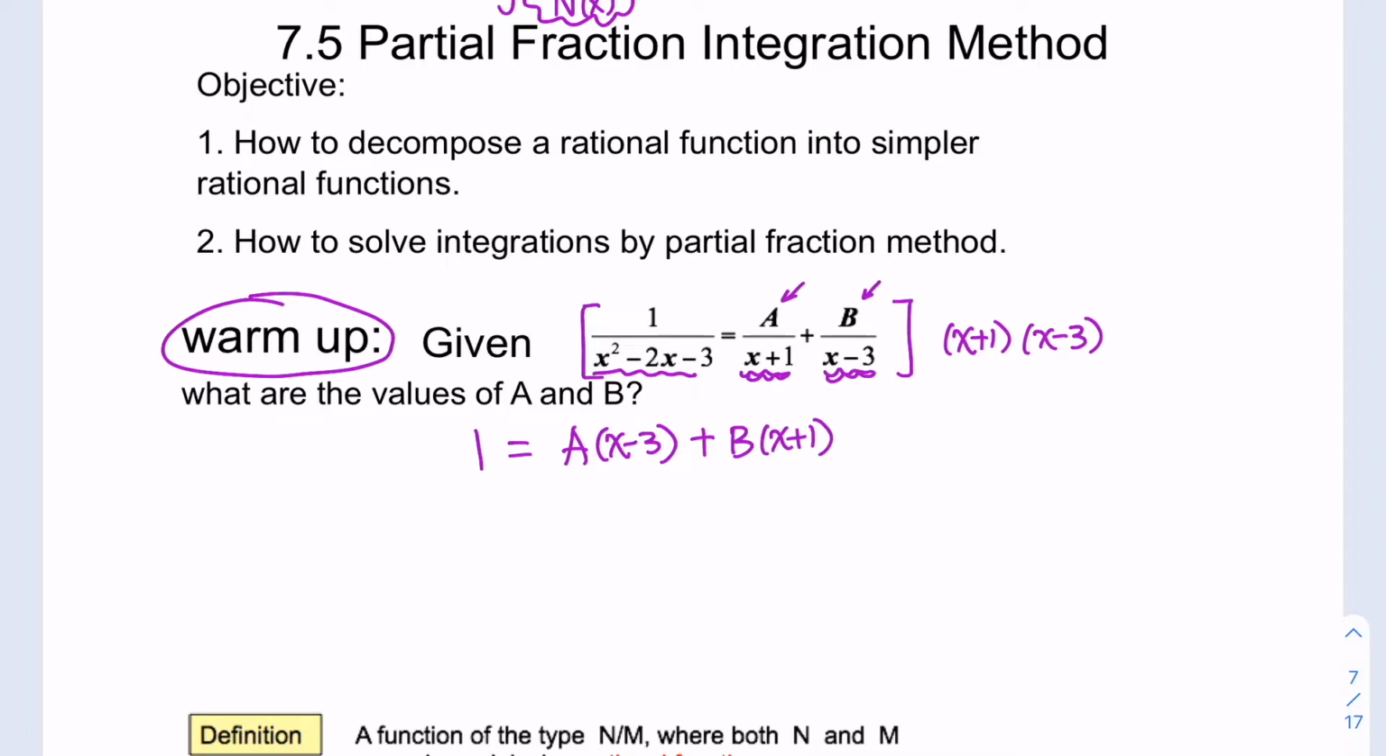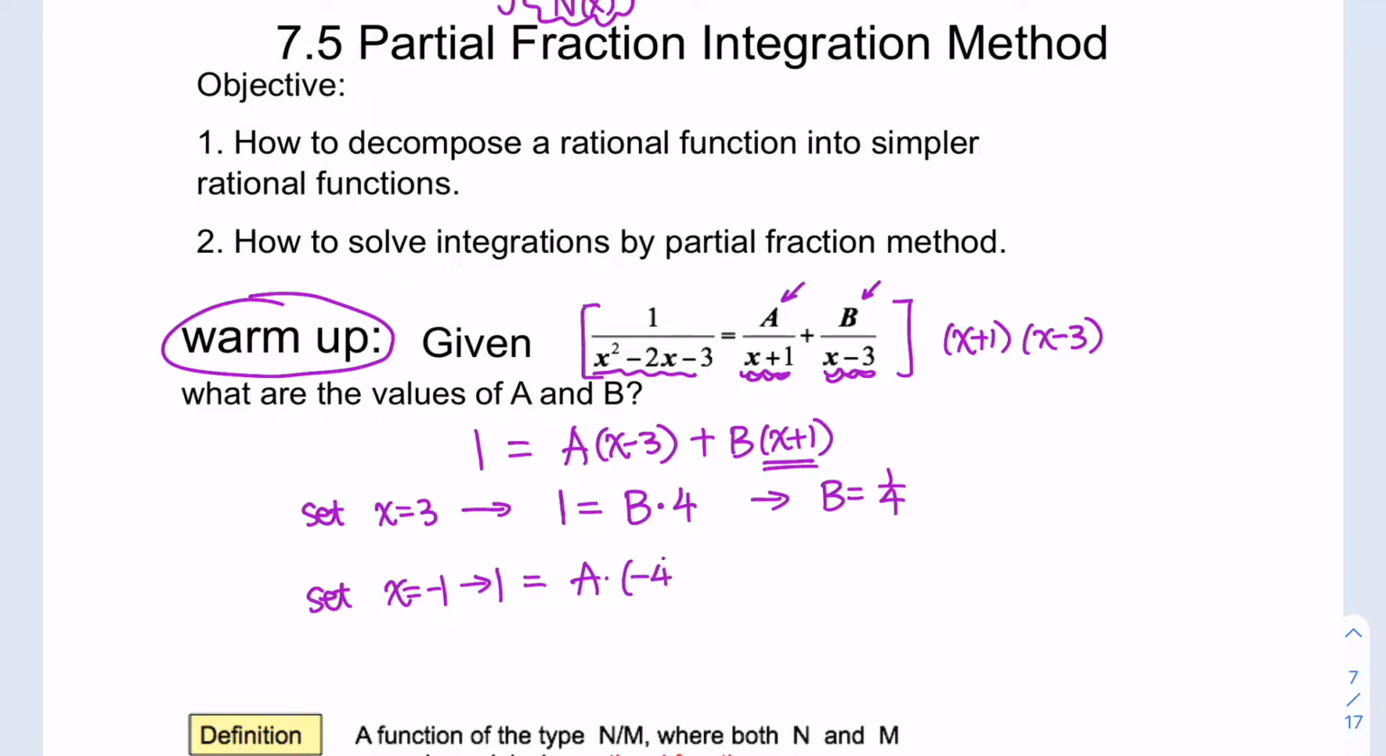Because this equation works for all x values, for any given x value, left and right are always equal to each other. So we are going to set x equals 3. If we plug x equals 3 in, 1 equals a times 0 plus b times 4, so this gives us b equals 1 over 4. Also, let's set x equals negative 1. So 1 equals a times negative 4 plus b times 0, so this gives us a equals negative 1/4. This is how we solve for the two constants.